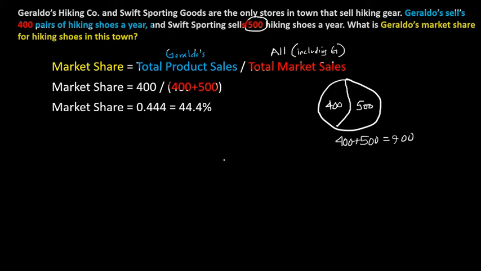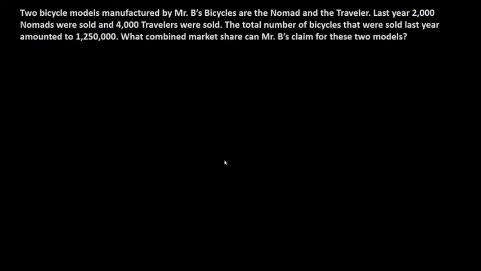Let's look at one more example of market share. Let's say two bicycle models manufactured by Mr. B's Bicycles are the Nomad and the Traveler. Last year, 2,000 Nomads were sold and 4,000 Travelers were sold. The total number of bicycles that were sold last year amounted to 1,250,000. What combined market share can Mr. B's claim for these two models?